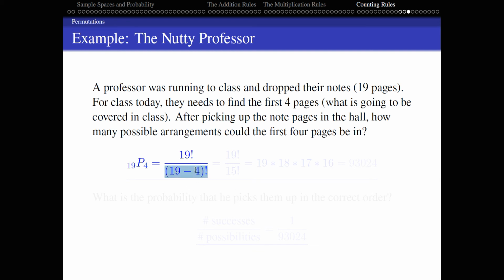Recall, I do the stuff in the parentheses very first thing. So 19 factorial divided by 15 factorial. Note that there's going to be a lot of canceling.